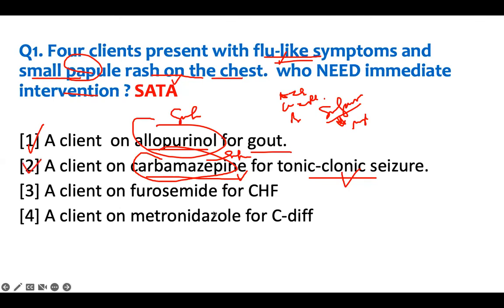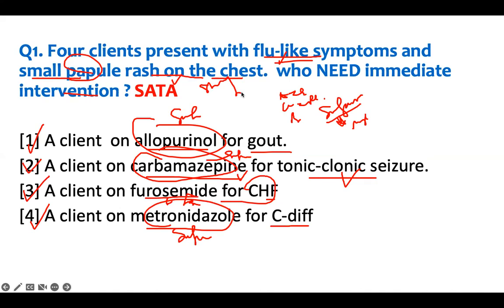A client on furosemide for CHF. Yes, Lasix, which is furosemide, is used for CHF, but it's also a sulfa drug, and therefore we need to change it. A client on metronidazole for C. diff. Flagyl, metronidazole, is used for C. diff, PO. But guess what? Metronidazole is also a sulfa drug, and therefore we have to stop. The patient is developing Stevens-Johnson syndrome, and we need to take away all sulfa drugs.